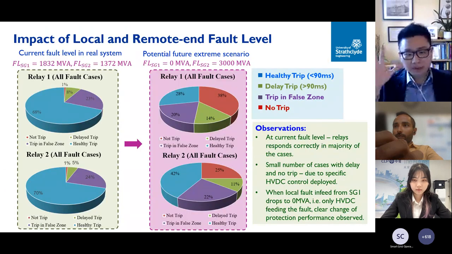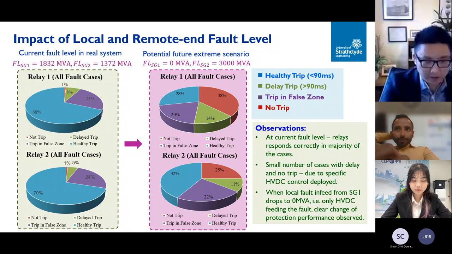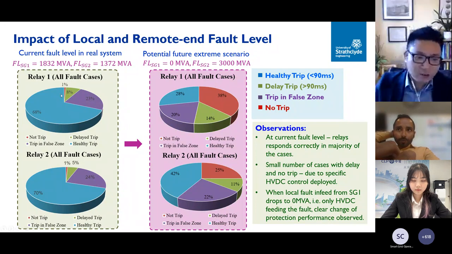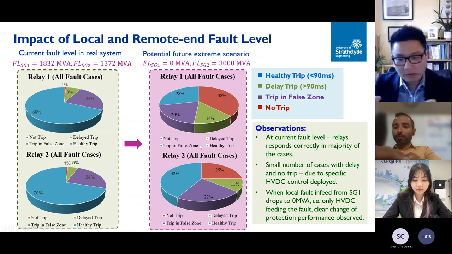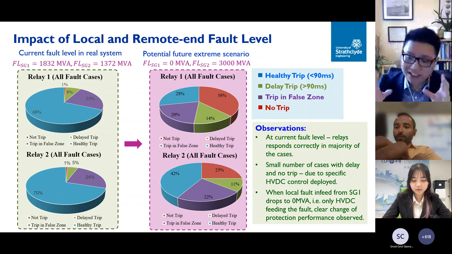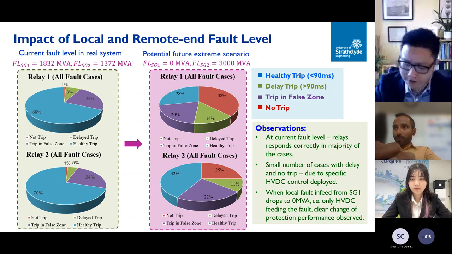Now, here is a result. The left-hand side is where we are right now in the system. A very small number of cases have protection maloperation. But if you look at the future on the right-hand side, we're talking about 30 to 40% of the cases where the protection can fail. Now that is a major thing, because if protection fails, that can lead to cascaded events.